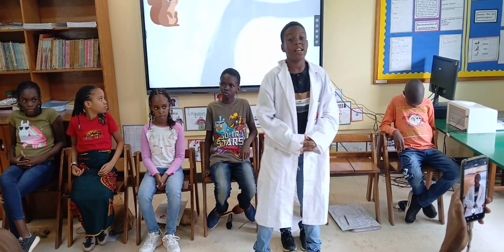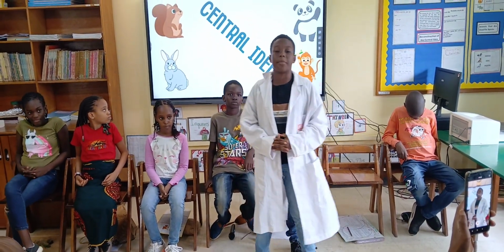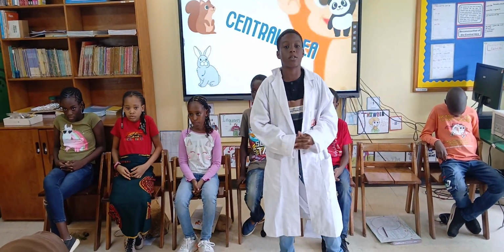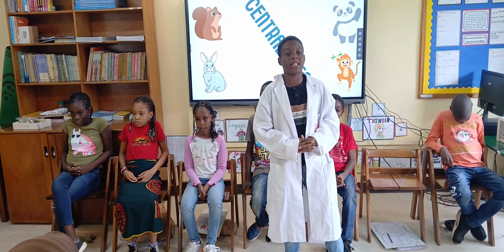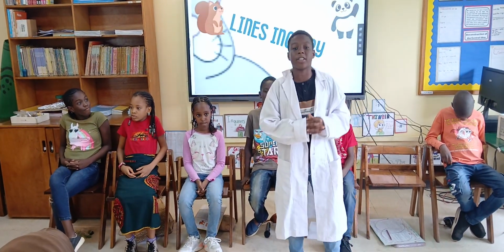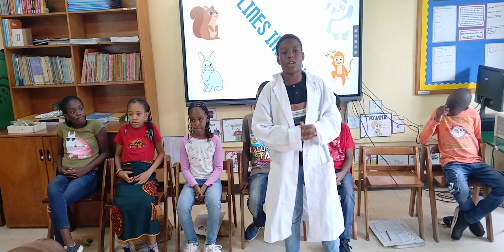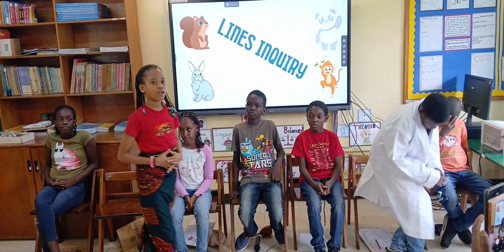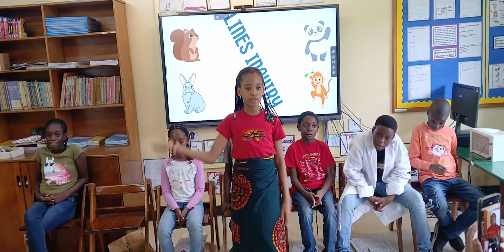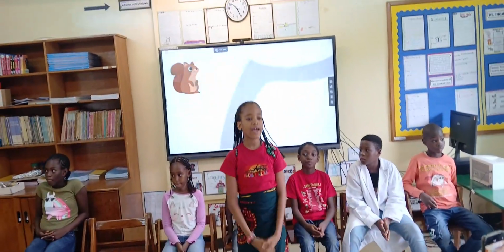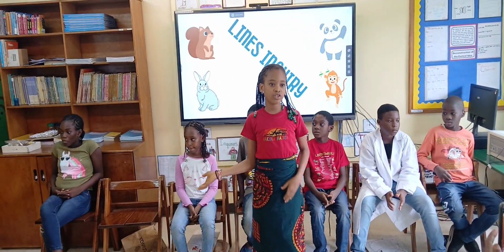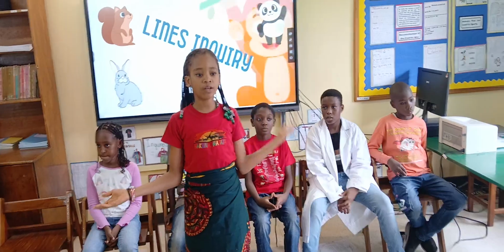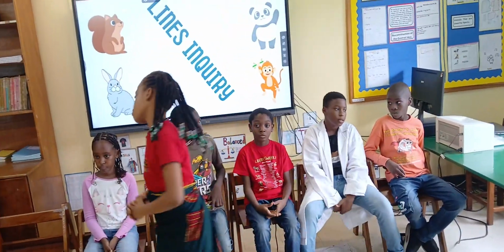Our central idea is all animals have life cycles which can be influenced by their environment. Our lines of inquiry are the phases in the life cycles of animals, similarities and differences between animals in different animal species, environmental factors that influence life cycle and growth, and how animals care for their young ones. Our learner profiles are knowledgeable, risk takers, and carers. Our ATL skills are research skills and self-management skills. Our specified concepts are form, responsibility, change, and connection.